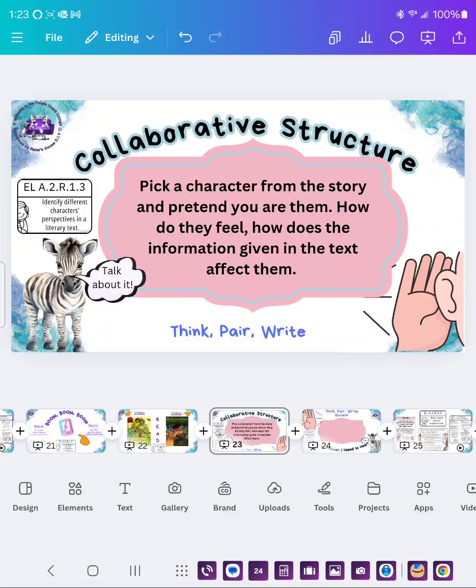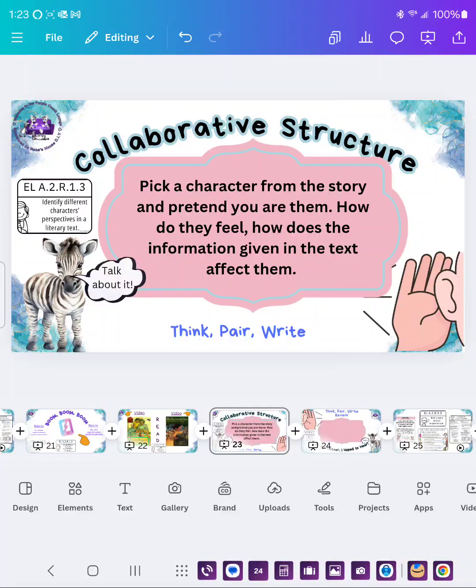So in today's story, you've got an amazing character set here with the characters in both of our stories. If you will take a moment to walk a mile in their shoes, I would like for you to pick a character from the story. Pretend you're them. How do they feel? How does the information given in the text affect them? How does it affect you? How does it affect you differently from how it affects them? Think about that a minute.